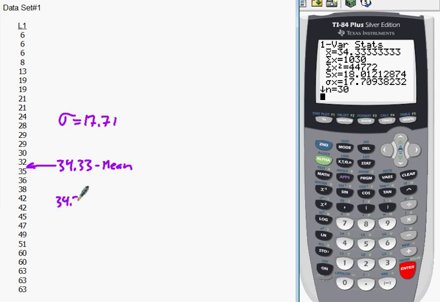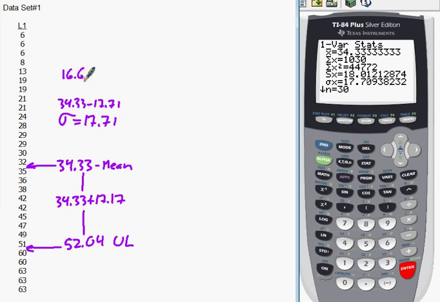So if we did 34.33 plus 17.71, we would get our upper limit, which is 52.04. So this gets us here as our upper limit. And if we subtract this 17.71 from 34.33, we get our lower limit of 16.62. There's our lower limit. So we could go 2 standard deviations up. We could go half of a standard deviation up. We could go 3/4 of a standard deviation up and down. All right, this is always symmetric, both lower limit and upper limit. They're all increments of this standard deviation.